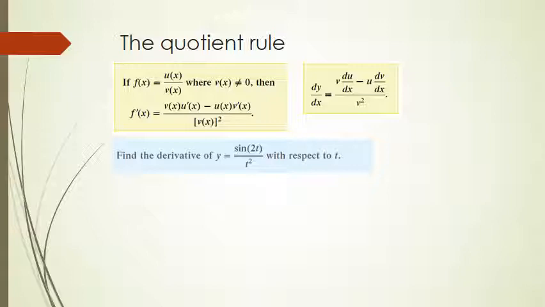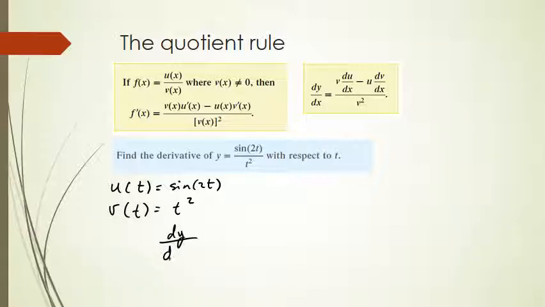So find the derivative of y equals sine 2t over t squared with respect to t. Now, the quotient rule only works if you write it so that the top one is u, according to the rule there anyway, with respect to t, and the bottom one being v.